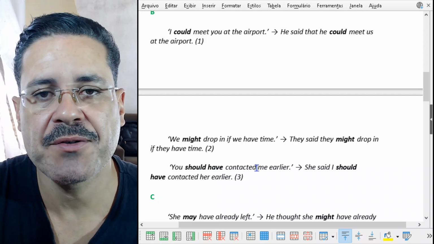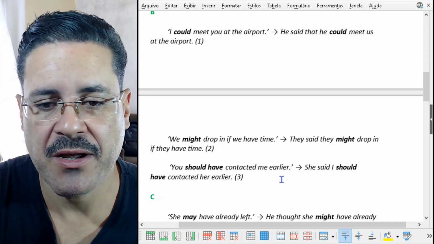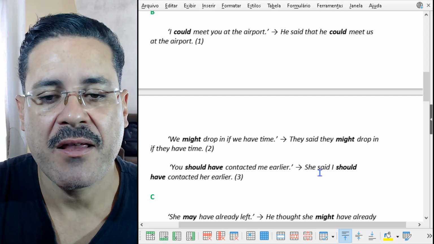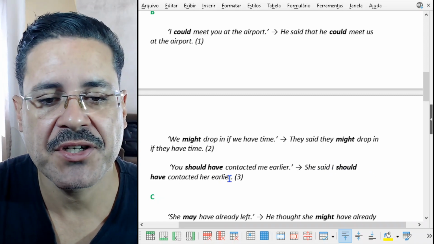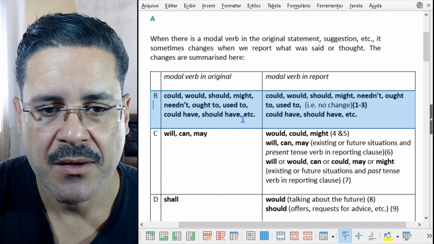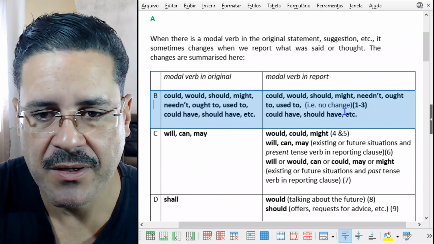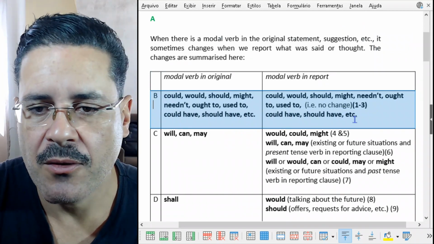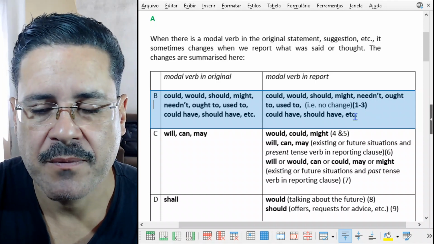You should have contacted me earlier. Should have. There's no change. They said I should have contacted her earlier. So sorry, just going back to section B, talking about could have, should have, and those corresponding verbs.